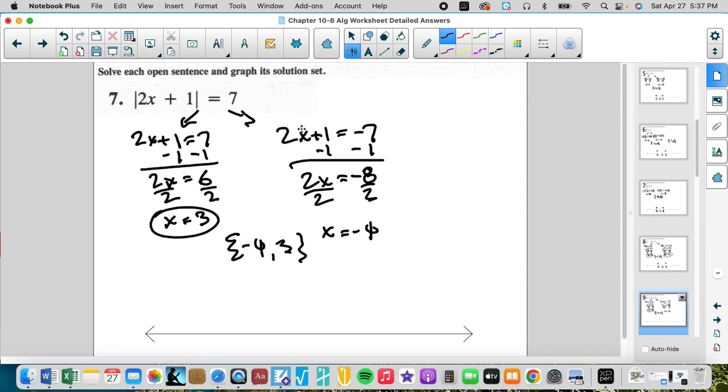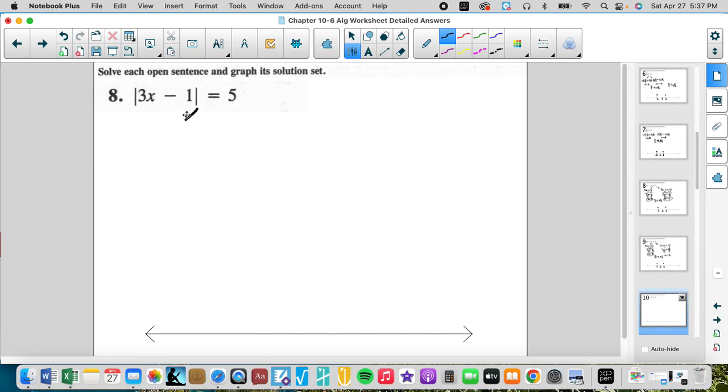What value for x would produce negative 7? Well, negative 4 would produce that if we simplify the left side. So that's exactly what's going on. And it's important that you understand how and what that means when I say that.